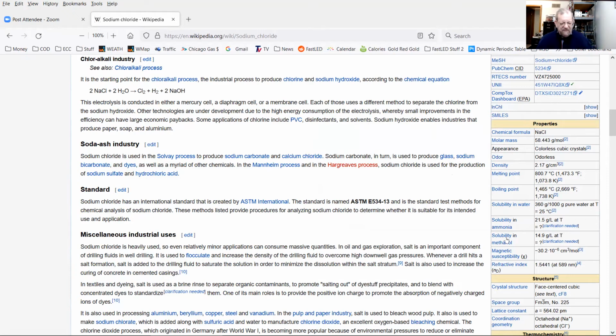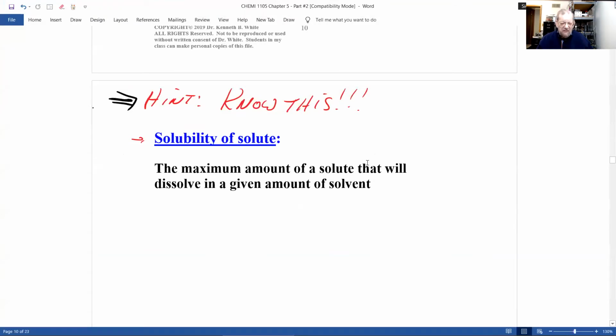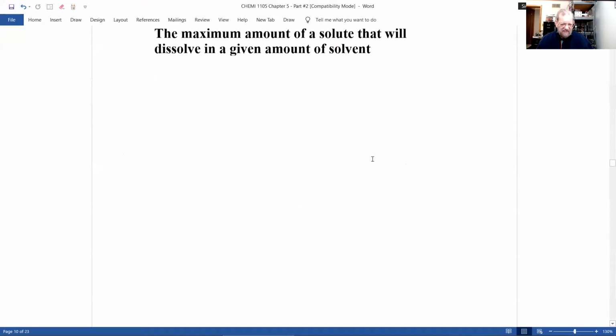Switch is on. So solubility tells us the maximum amount of solute that will dissolve in a given amount of solvent.